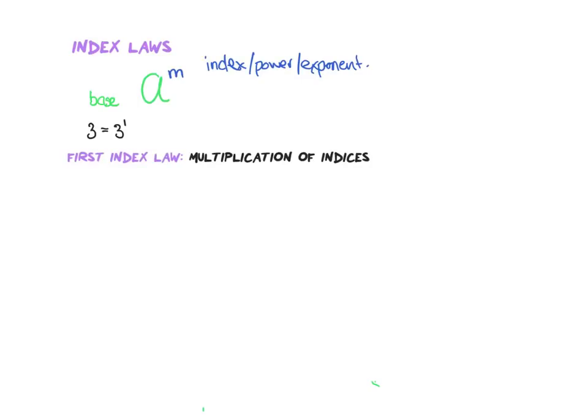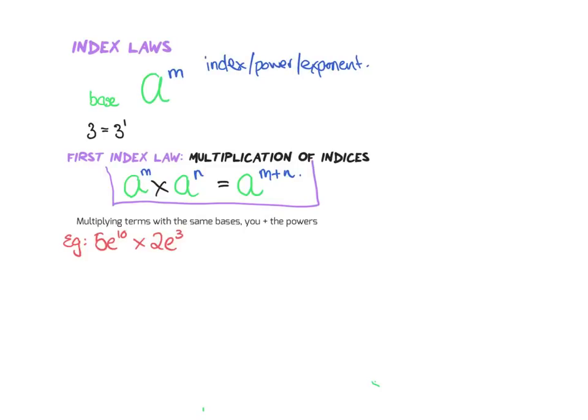Okay, the first index law we're going to do is multiplication of indices. So that's when we have the same bases and they've got different powers. So when you multiply two numbers of the same base, you can add the powers. So it'll be m plus n. So this is the first index law. Okay, so you can see if you multiply with the same base, so we can see here these e's are the same base, you can add the same powers.